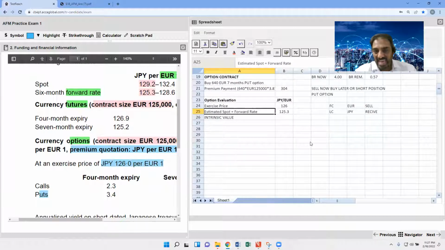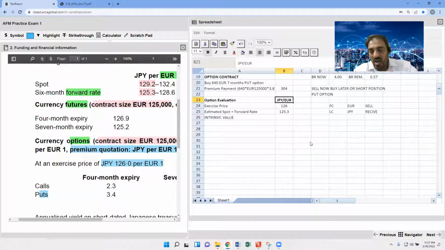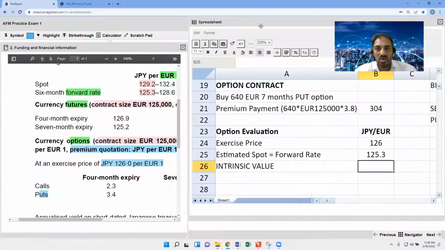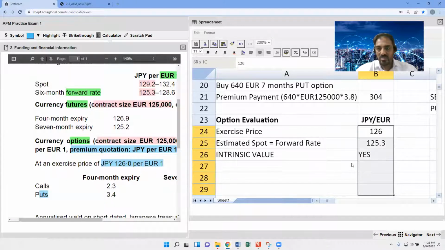Now read it carefully. If we exercise and sell euro, against the denominator of 1 euro, by exercise we will receive 126 local currency. But in the forward market, we will receive against 1 euro only 125.3. Do reply to me: is the exercise price valuable? Yes or no? Our exercise price is valuable. If you are watching the video and have any problem, you can ask me on WhatsApp.